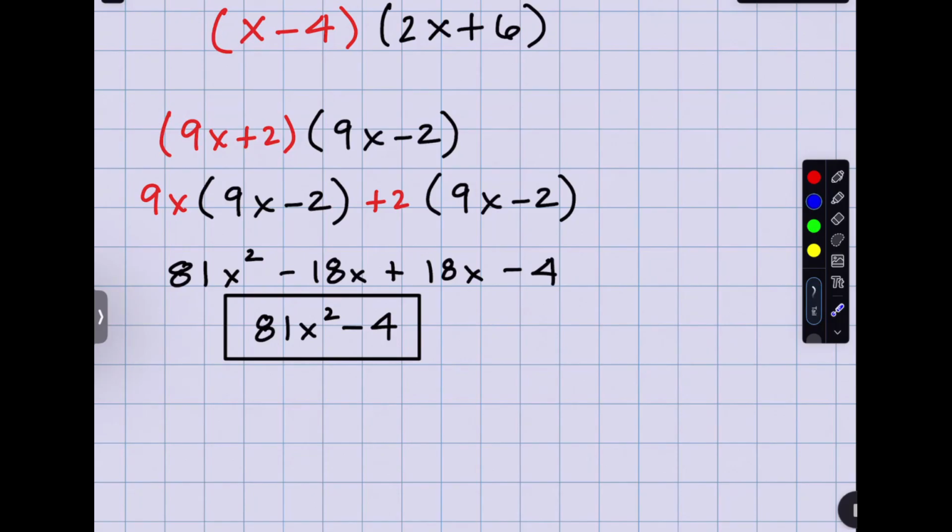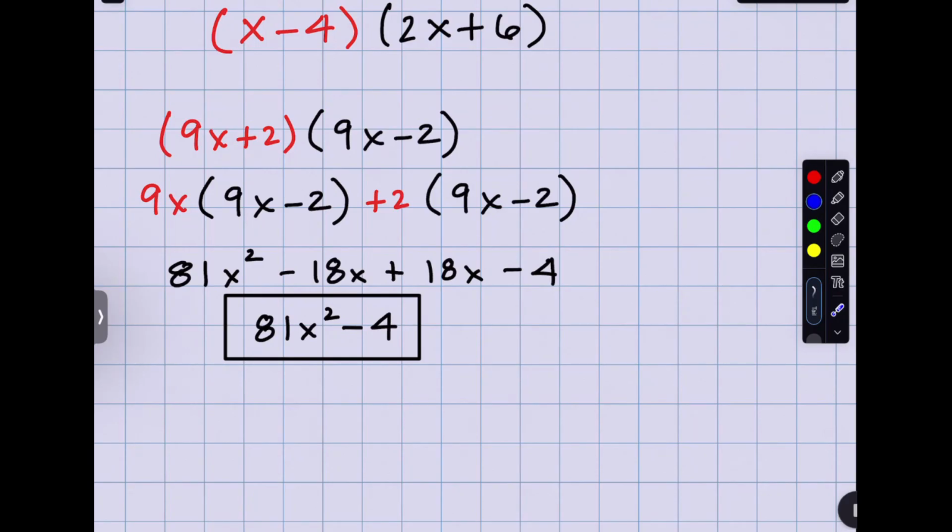They both have a 9x, 9x. They both have a 2 and a 2. But one's addition and one's subtraction. These are called conjugates. Okay? With conjugates, the OI always cancels out in FOIL. So whenever you have same terms, one's addition, one's subtraction, the center two terms always cancel out, the OI in your FOIL.